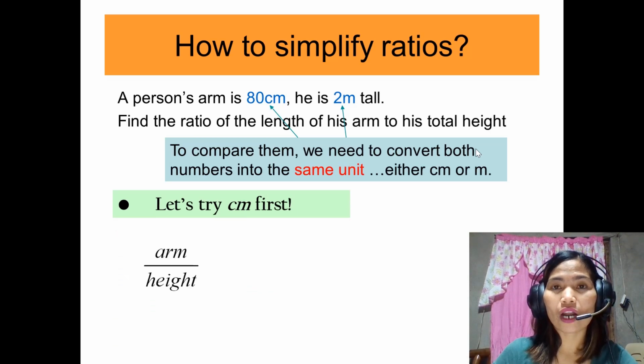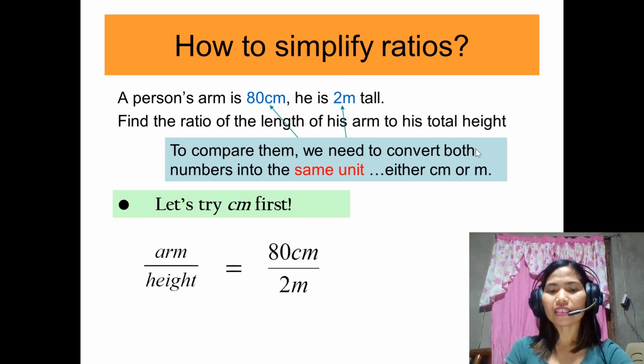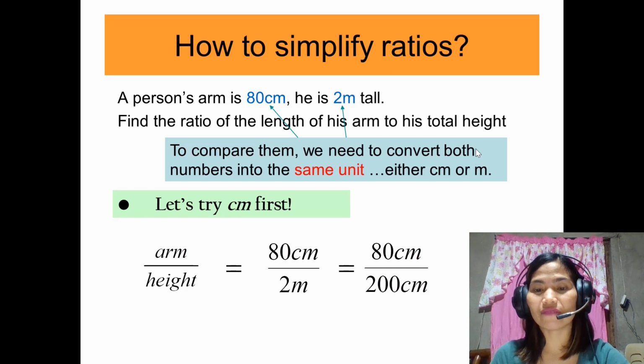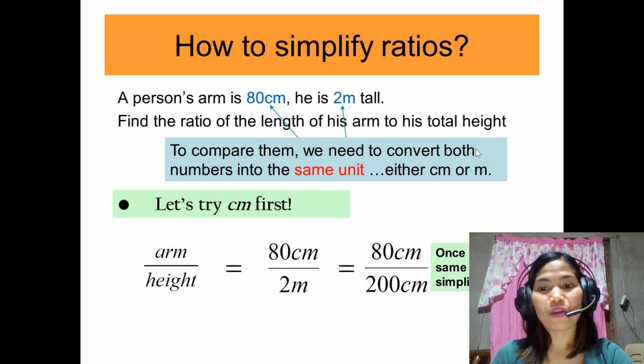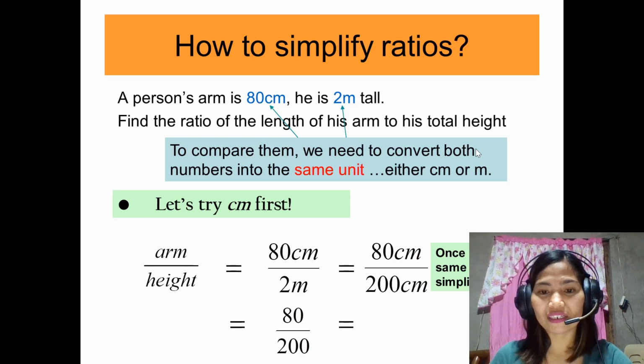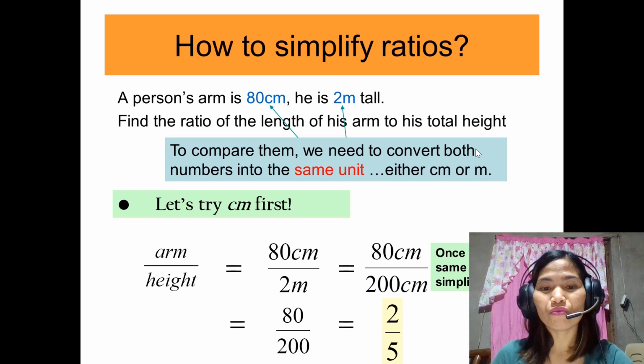So we have the ratio of arm over height equals 80 centimeters over 2 meters. We all know that 1 meter is equivalent to 100 centimeters. So we have 80 centimeters over 200 centimeters. Once we have the same units, we can simplify them. Meaning, we now have 80 over 200, which has the greatest common factor of 40. So 80 divided by 40 is 2. And 200 divided by 40 is 5. So we have the ratio of 2 to 5.